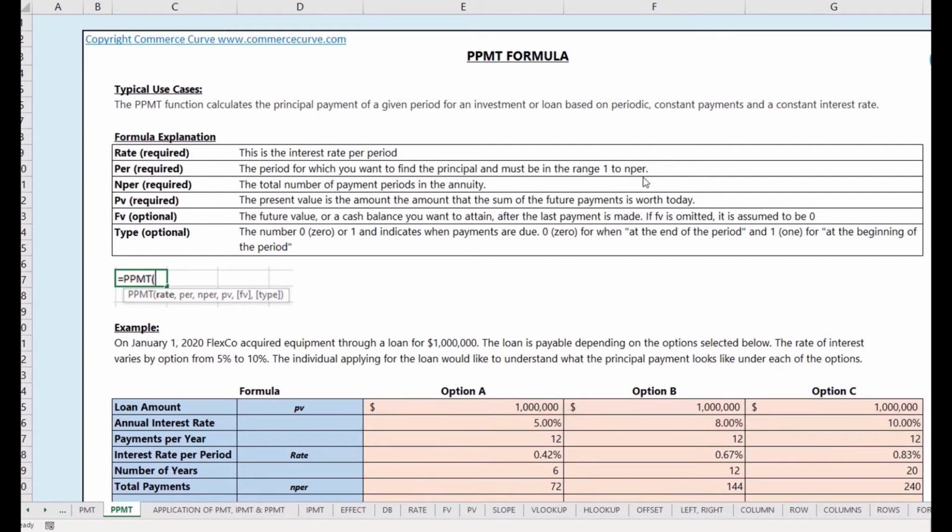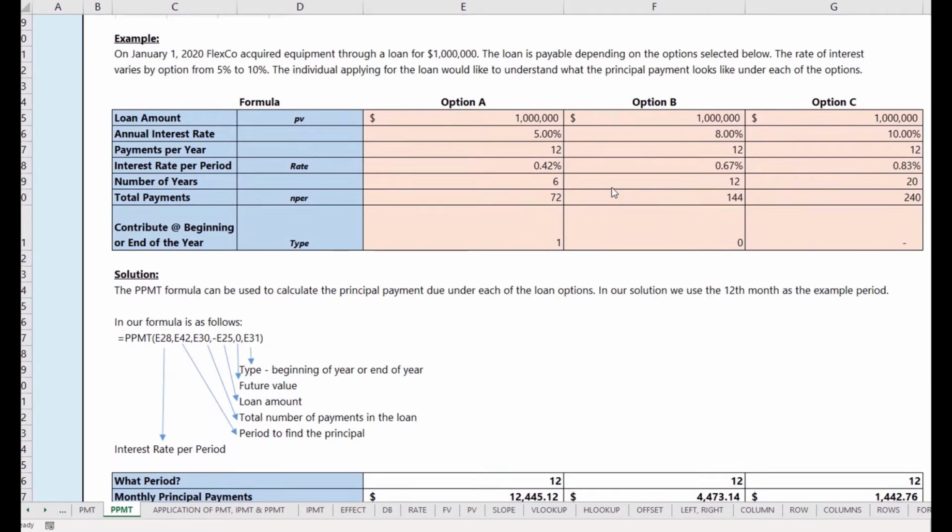The individual applying for the loan would like to understand what the principal payment looks like under each of the options. Using the principal payment formula, we're able to quickly identify what the principal payment would be under each of these loan scenarios for any given period. Let's take a look at the options in greater detail and then calculate the principal payment.